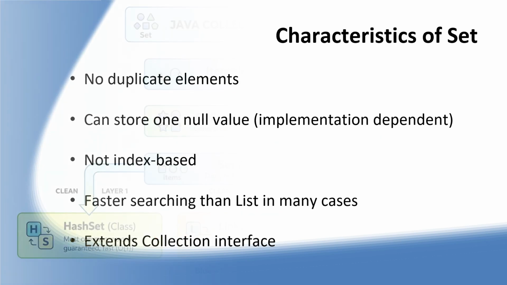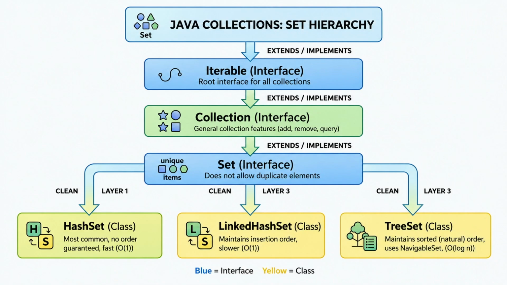So let's see the hierarchy of Set. First is the root, Iterable. This is an interface, not a class. Iterable is the topmost, parent interface. Then Collection is the child interface of Iterable. It provides general collection features like addAll, removeAll, and query. These are the common methods present in the Collection interface. And Set is the child interface of the Collection interface.